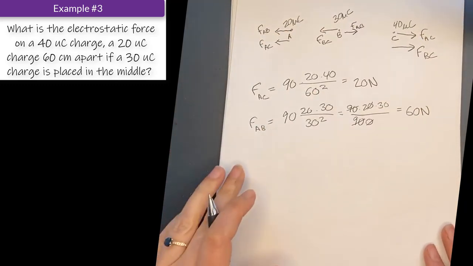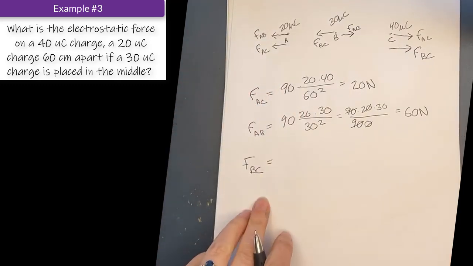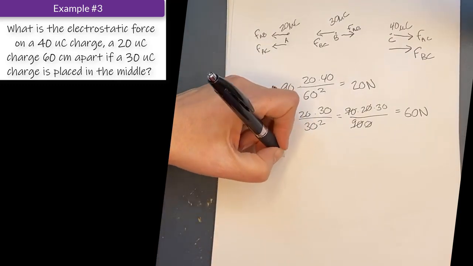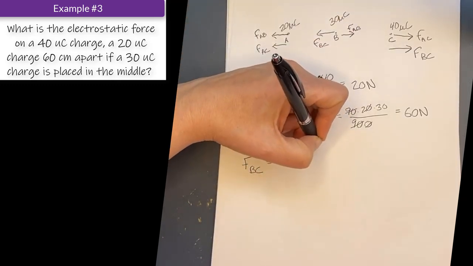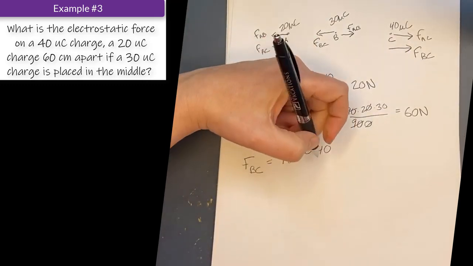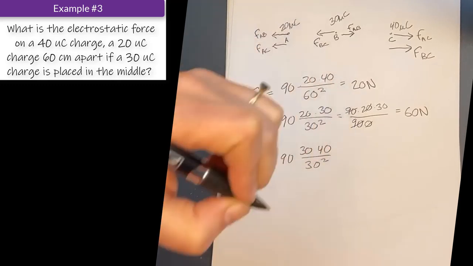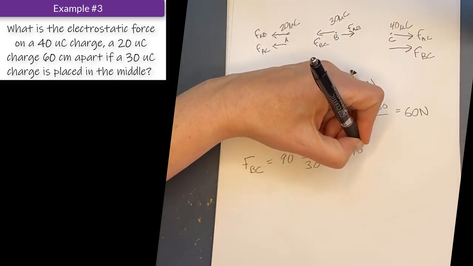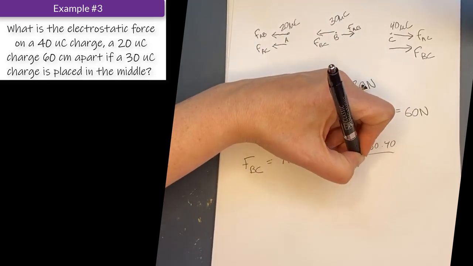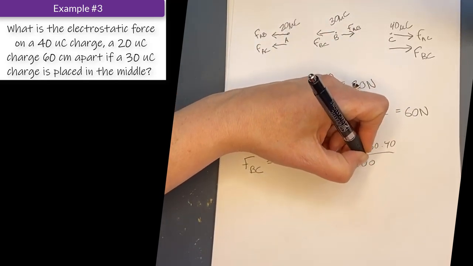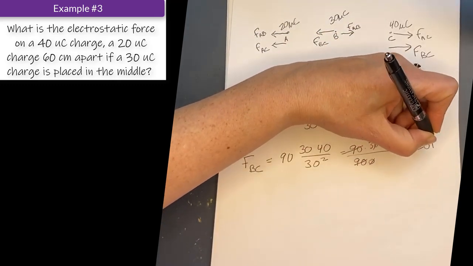Isn't that a great trick? And then finally, last but not least, the force between object B and object C is 90 times 30, the charge of B, times 40, the charge of C, divided by the distance, which is 30 centimeters, squared. So I'm going to write this out. 90 times 30 times 40 divided by 900, and you get 3 times 40, or 120 newtons.